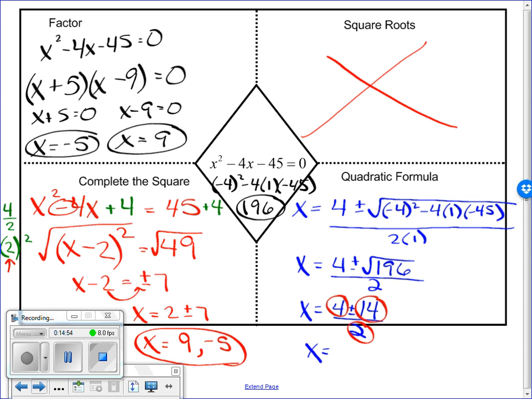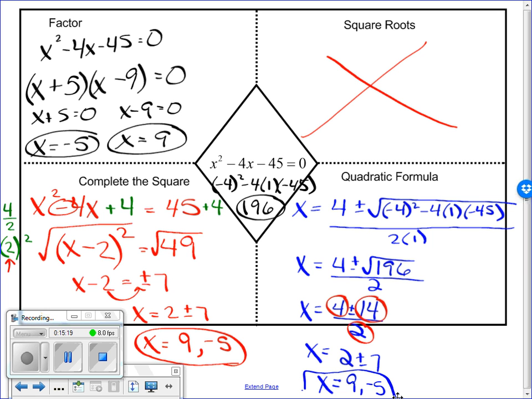So we get x equals what? 7. So then x equals the same thing. Look, we stopped right here on this one. So 9 and negative 5.